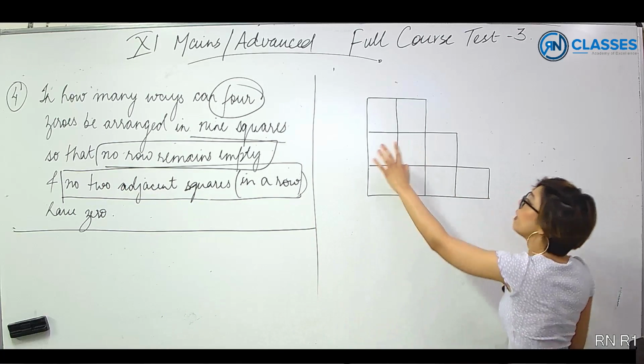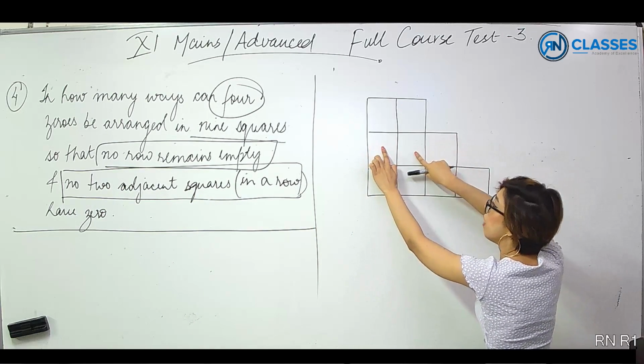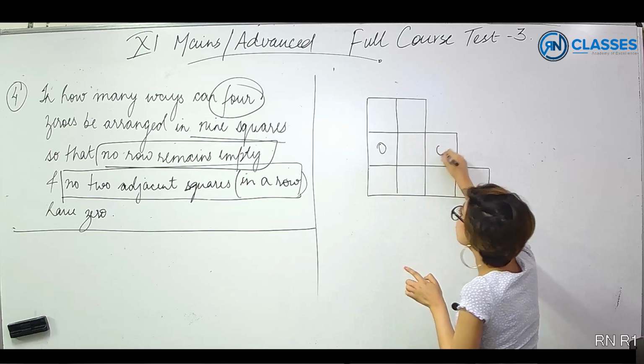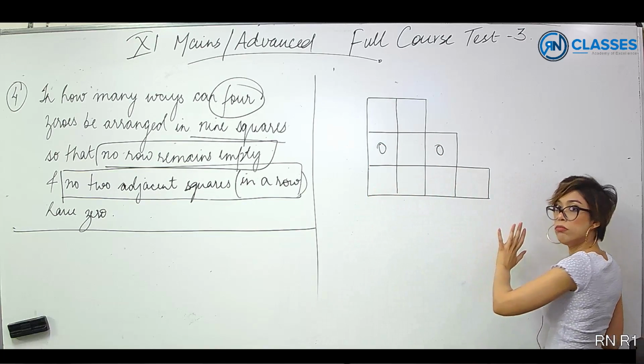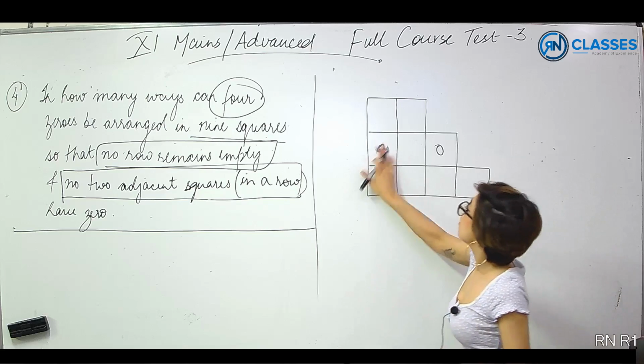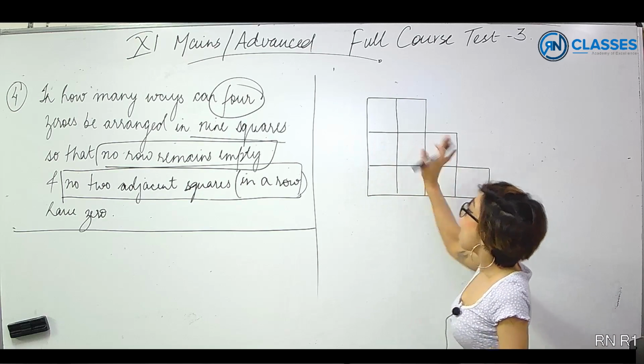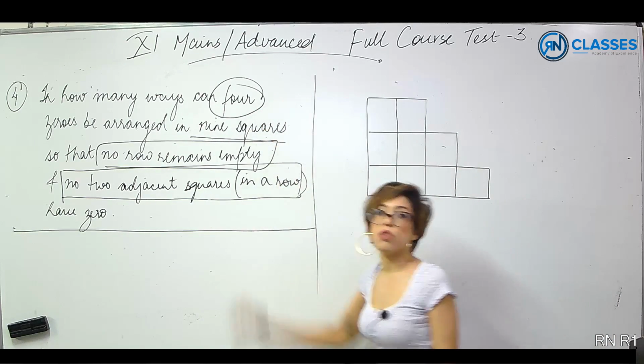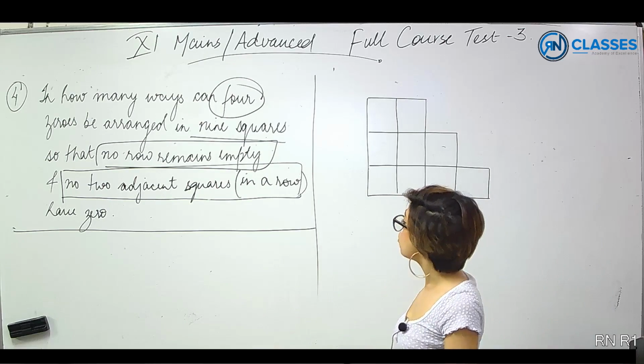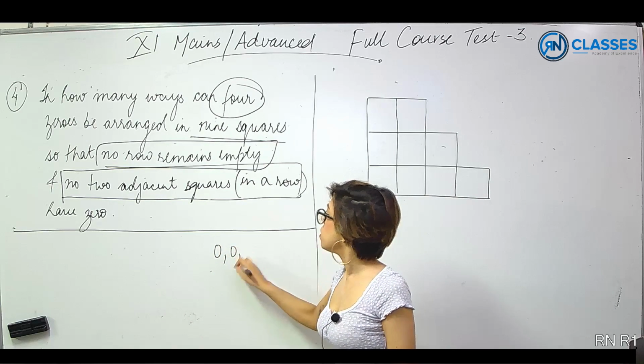So that means if I'm putting the 0 over here, I cannot put 0 over here. I have to put it here. Right? So, adjacent but in a row. Okay, so makes sense. Now, it says in how many ways can I put 4 zeros over here? I'm interested in putting in these 4 zeros.